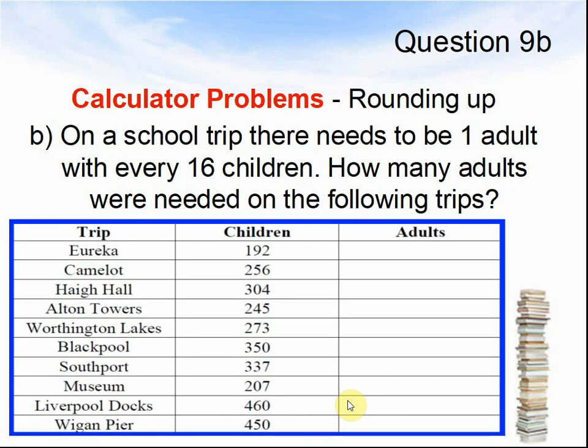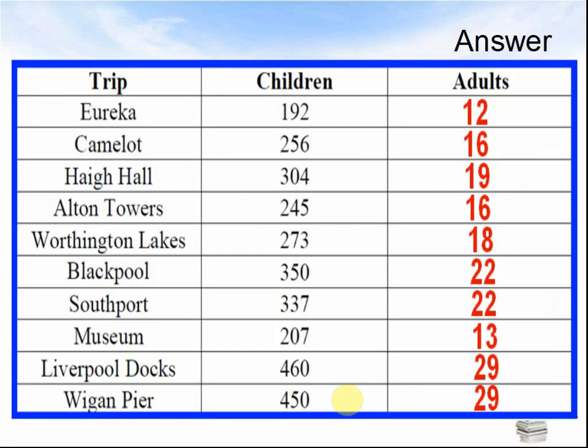Question 9b. On a school trip, there needs to be 1 adult with every 16 children. How many adults are needed on the following trips? Pause the video and work out the answer. Here comes the answer. 192 children would need 12 adults.